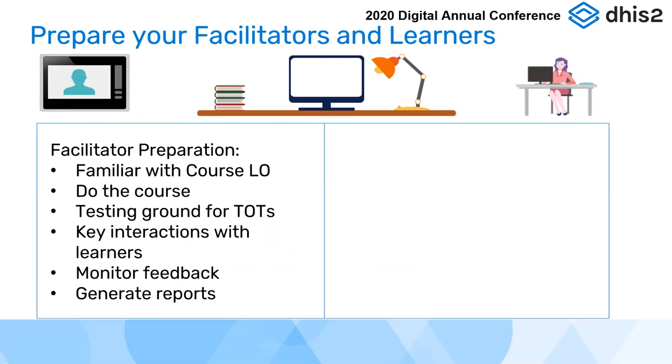And facilitators need to be familiar with the course learning objectives. They obviously must do the course, and we prepare a testing ground for them. This is a copy of the course for them to practice generating reports and so on. We review the key interactions we need with learners, like discussions, WhatsApp, important dates, when to email, set up course notices, etc.